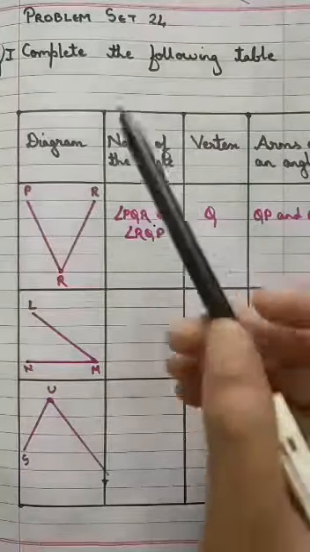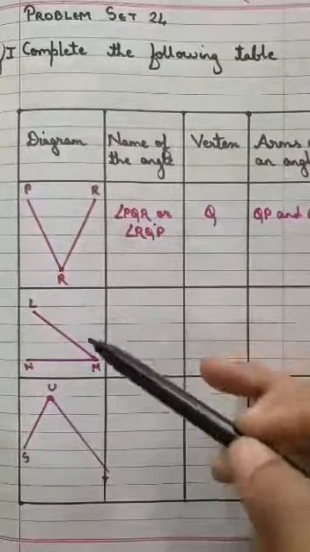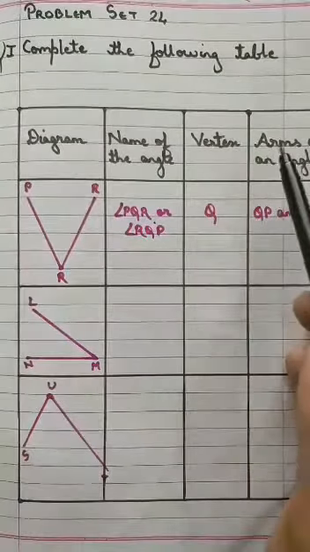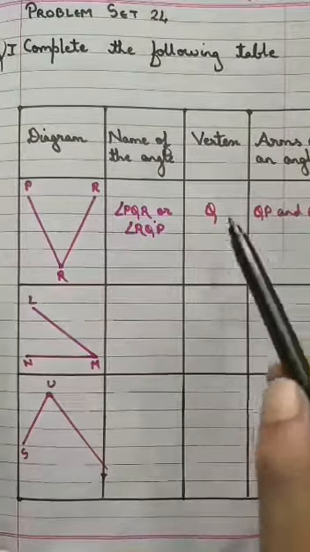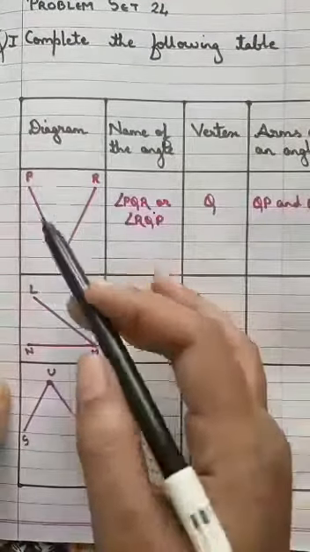Now we will start with problem set 24. Complete the following table. Here the angles are given. We have to write the name of the angle, the vertex and the arms of an angle. See here, arms of an angle. So first, the diagram is given.